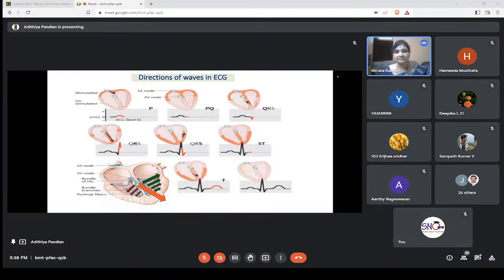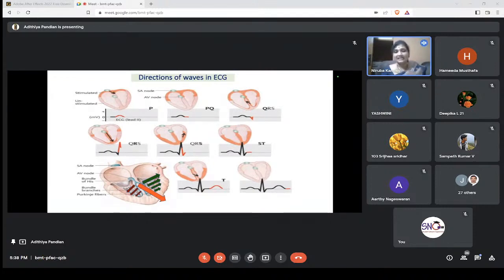So you get a positive deflection. But what about this Q wave? Q wave is the septal depolarization. That is the interventricular septum. Always the septum gets depolarized from the left side to the right side. So you can see the red arrows, which are away from the vector. So you only get a Q wave as a negative deflection.